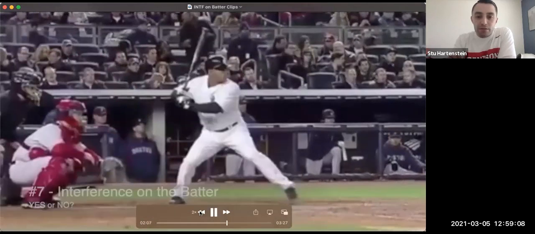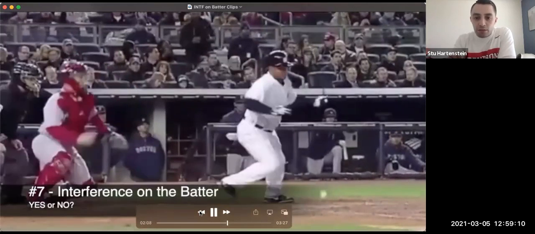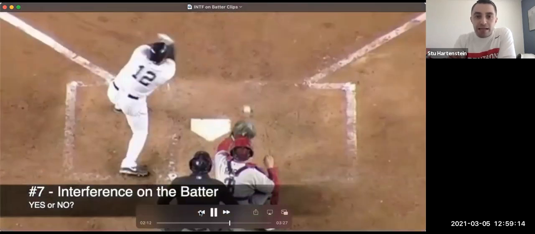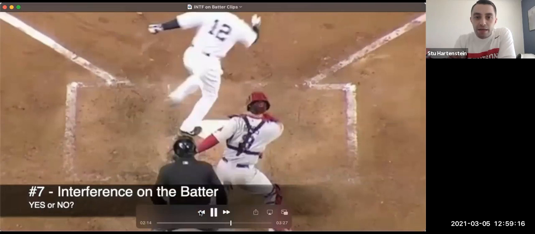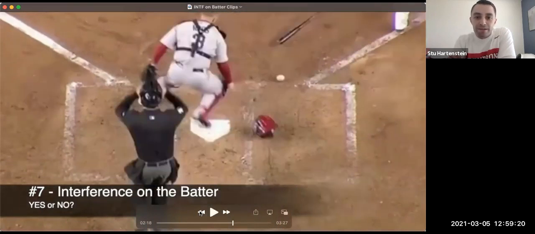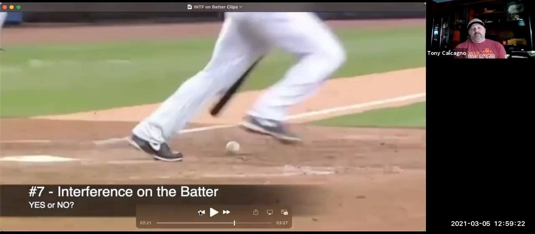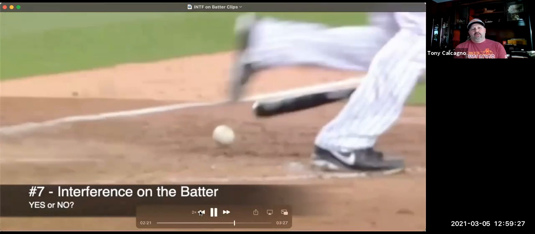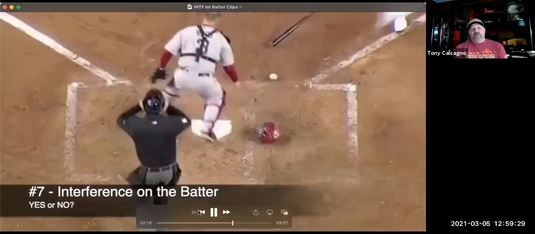So he swings at it and then does one of those numbers. Here's another look at it. Swings at it, makes contact, and then, there we go. What do we have here? From the clip that we can see, Stu, it's tough to tell if the ball hit the bat or if the bat hit the ball.